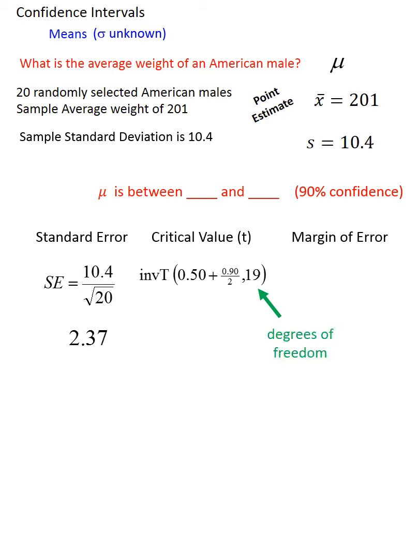By the way, this number is also called the degrees of freedom, and that's a very broad term that we won't delve much into here, but in short, your degrees of freedom on a problem are the number of samples minus the number of parameters you're estimating. Well, we have 20 samples and we're estimating one parameter, the American male weight. 20 minus 1 is 19. But to make it simple, that number will always be n minus 1, or sample size minus 1.